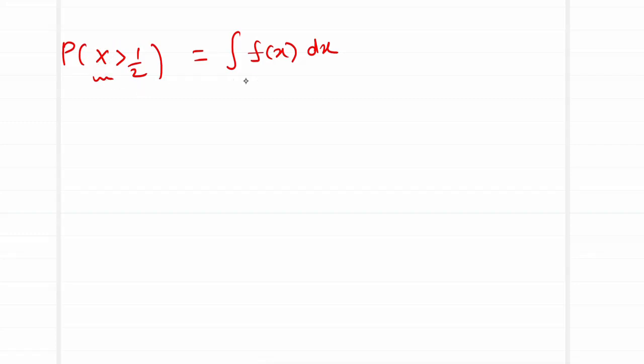Now coming to the limit, I want x to be greater than half. I know the total range of x is between 0 to 1, and I want it to be more than half. Where is my half? Half is going to be over here, and more than half is going to go over this side, up to the maximum limit of 1. So my x can vary between half to 1.